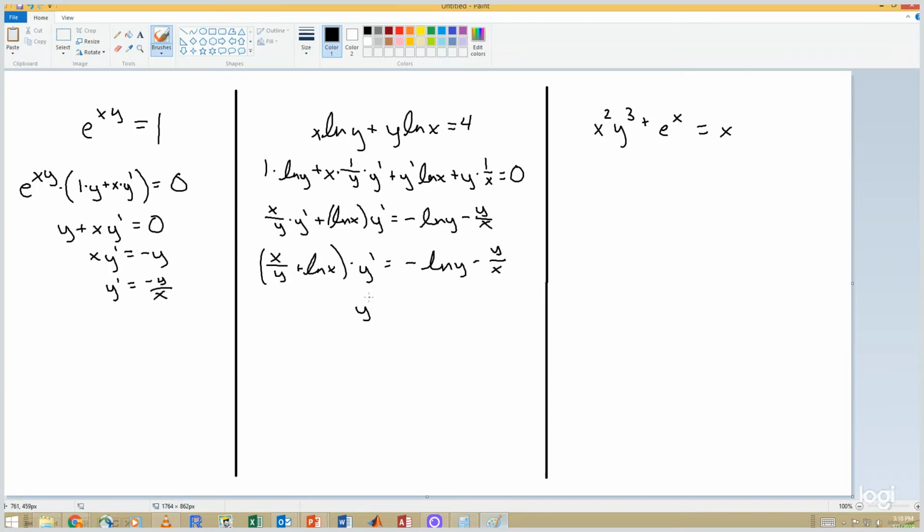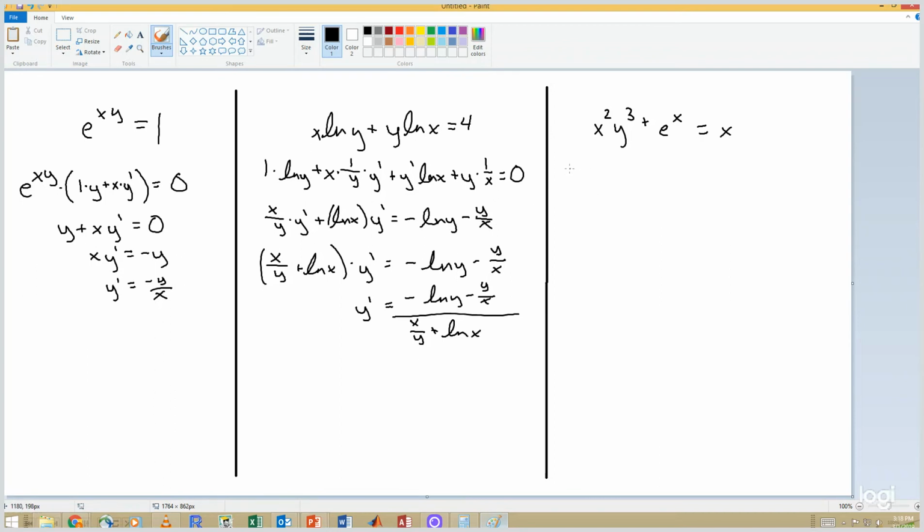And now we divide both sides, and we have negative ln y minus y over x, all divided by x over y plus ln x. So there's our second problem. And our last problem looks like we have a product rule. So this one is probably a little bit easier.